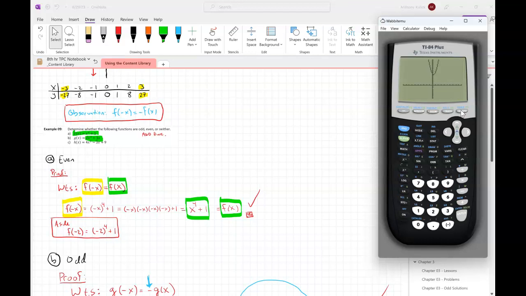Odd, even, or neither. What do you guys think? Probably between even and neither, right? Which one is it? Neither is correct. Why isn't it even, though? It kind of looks like the even one we just looked at.